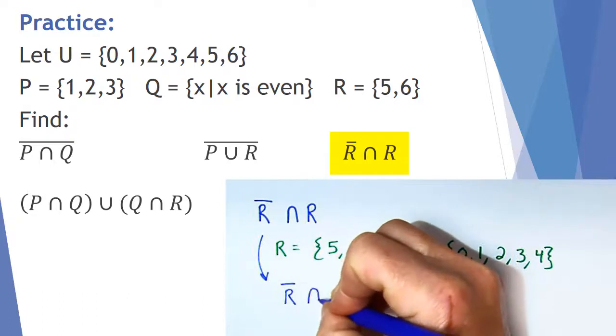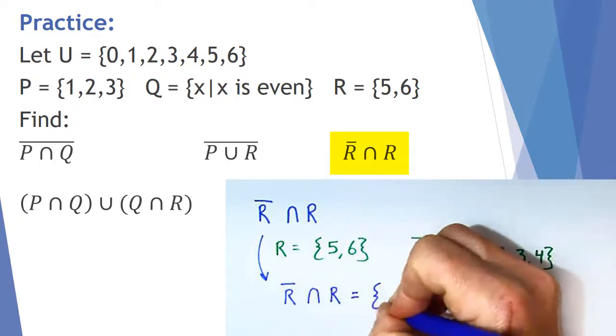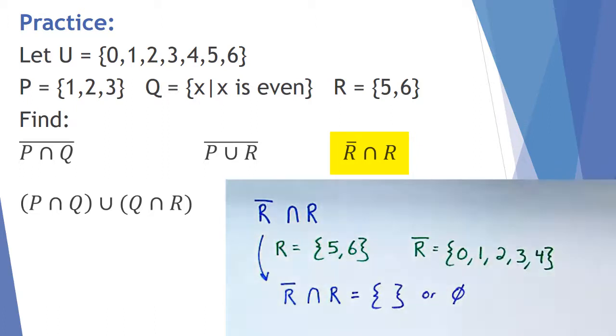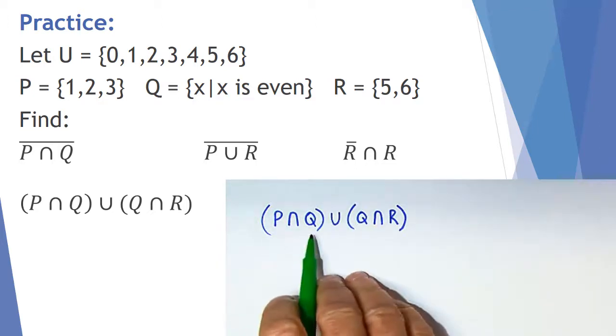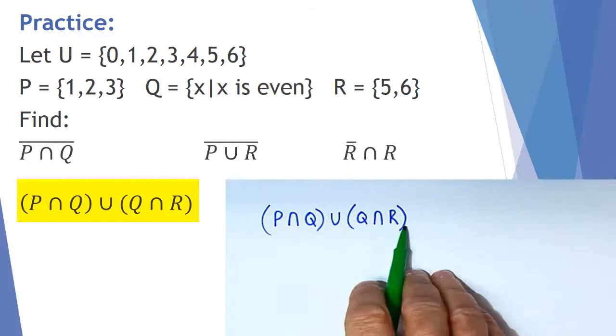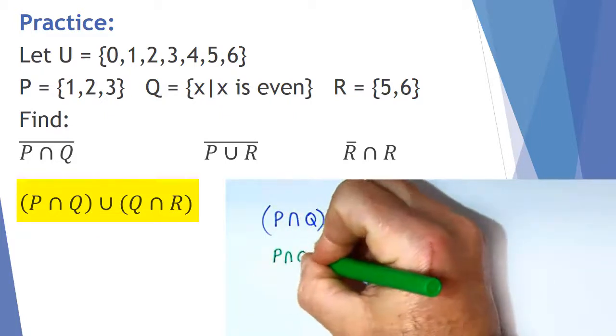Anytime we intersect a set with its complement, we're going to be left with the empty set because there's no way that a number can be in both a set and its complement. If a number is in the set, it can't be in the complement. We're done. Our fourth one, P intersect Q, union Q intersect R. Let's start by finding P intersect Q.